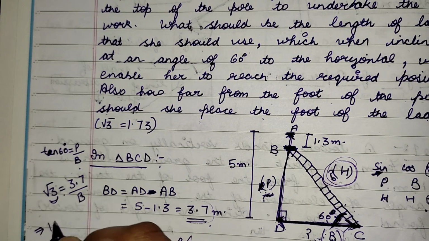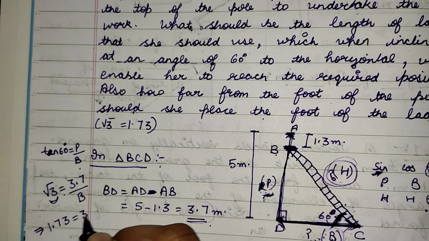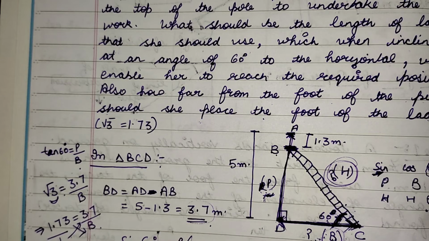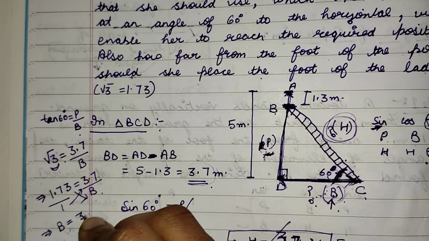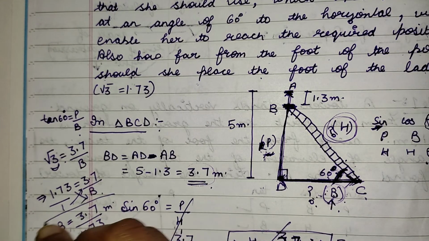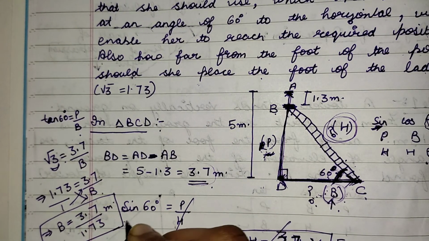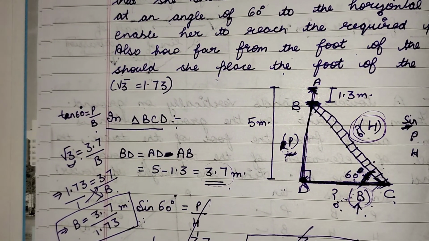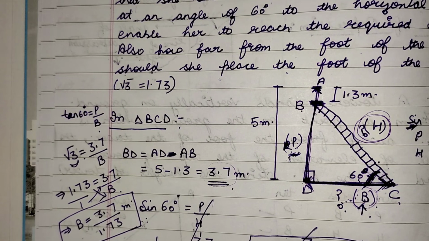It is given to you to use root 3 is equal to 1.73. If you do cross multiplication, it becomes very simple: base is equal to 3.7 divided by 1.73 meter. You can simplify this value on your own, and you will be able to find at how much distance the ladder should be placed from the foot of the tower.